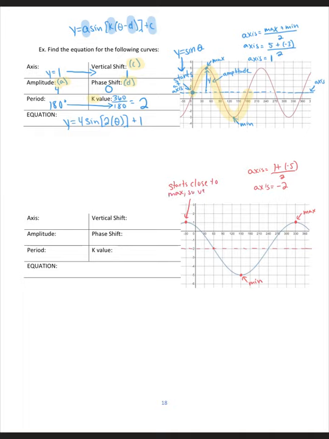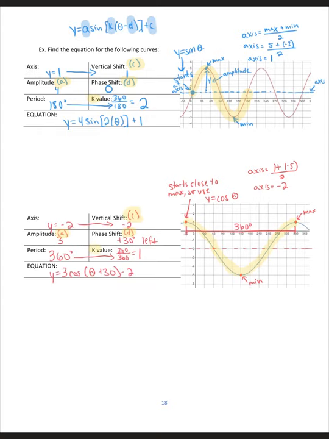So we're going to use cosine. We just have to take into account how much we have to shift that cosine function in order for it to start 30 degrees to the left instead of right there on our y-axis. So I'm going to pause the video, see if you guys can identify these properties of the graph and then translate that into an equation.